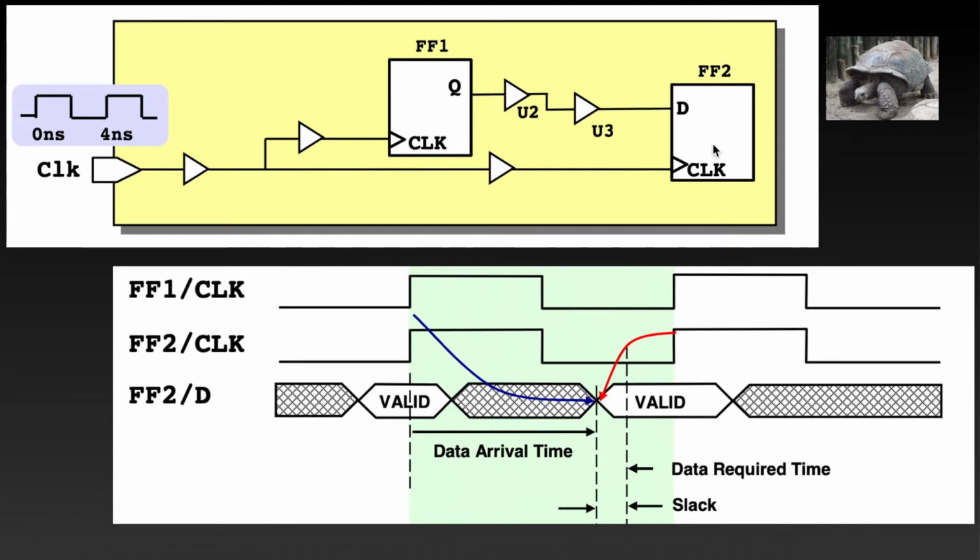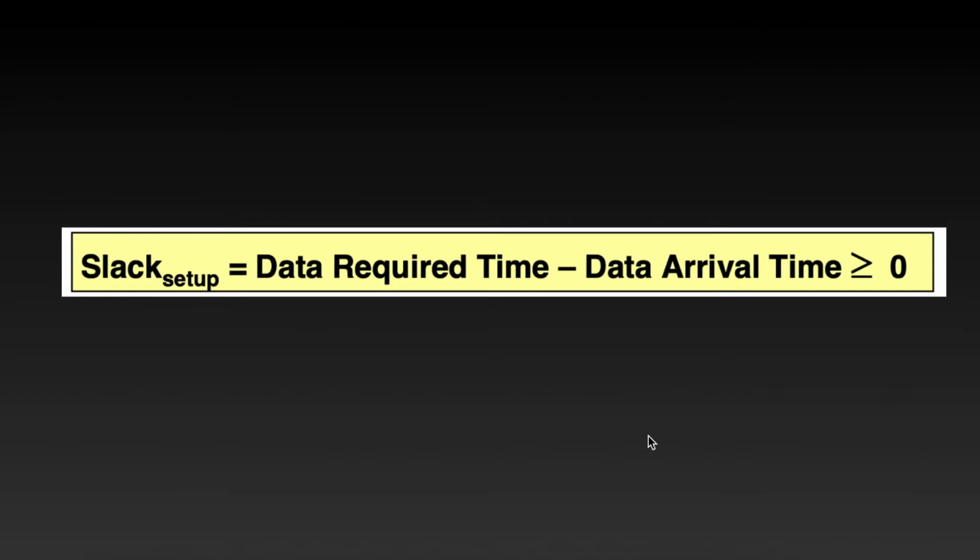In general, our timing path is a race between the data arrival, starting with the launching clock edge, and the data capture one cycle later. The setup constraint usually defines the maximum operating frequency. This is the slack equation for setup. Slack is the difference between the data required time and the data arrival time, and it should be greater than or equal to 0 for a timing path to meet the setup constraint.